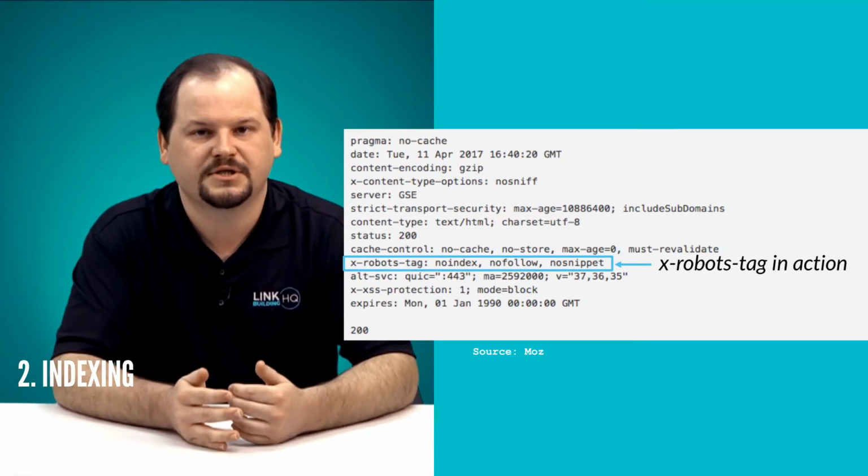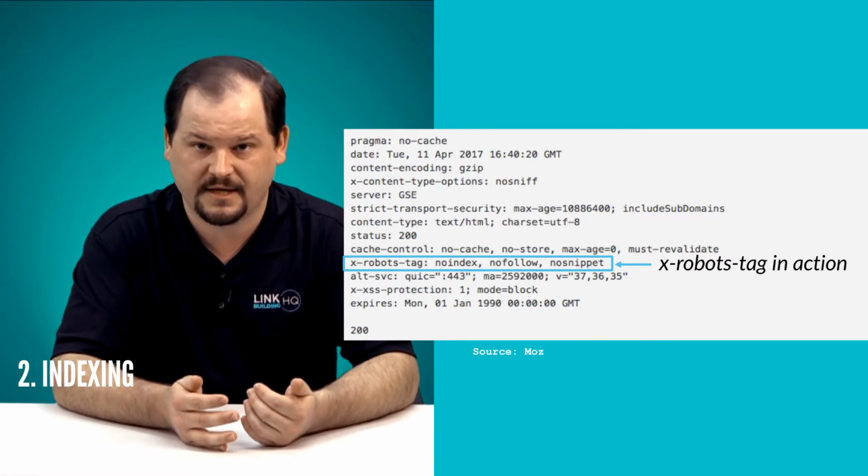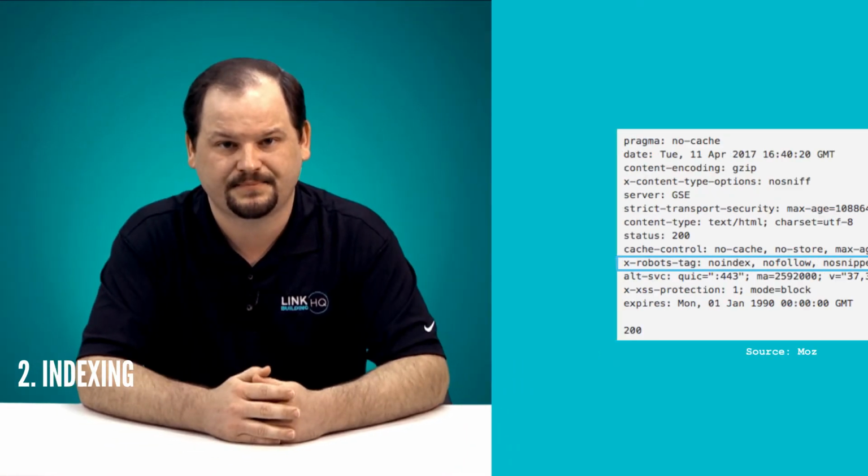You can also make use of X-Robots-Tag to exclude specific folders or file types from being indexed. Done with getting your website crawled and indexed? Let's move on to ranking.